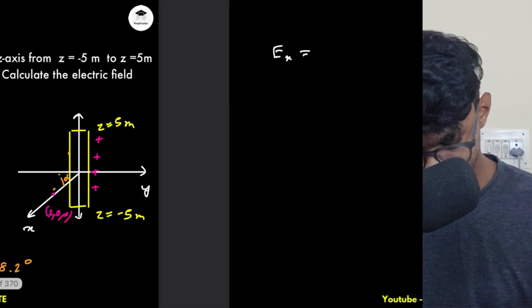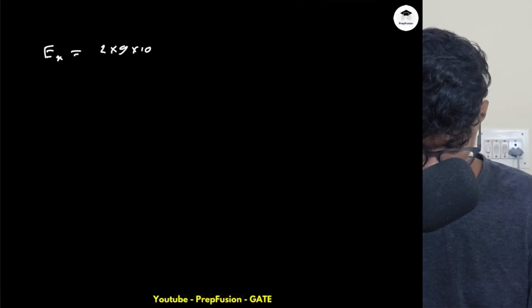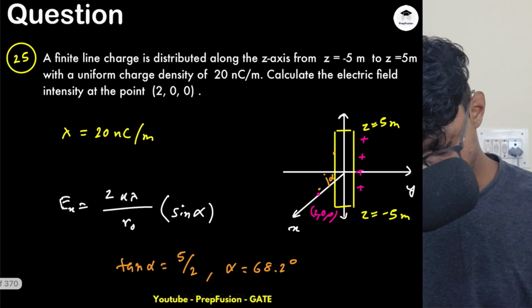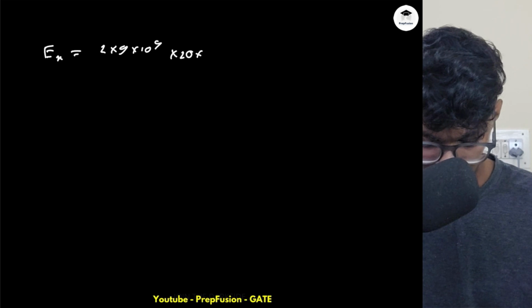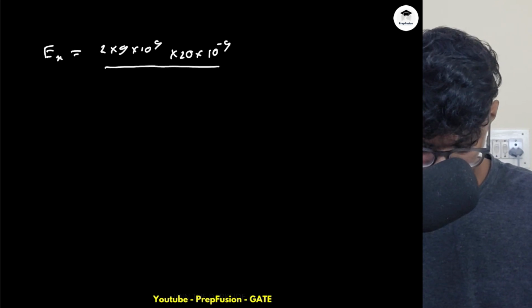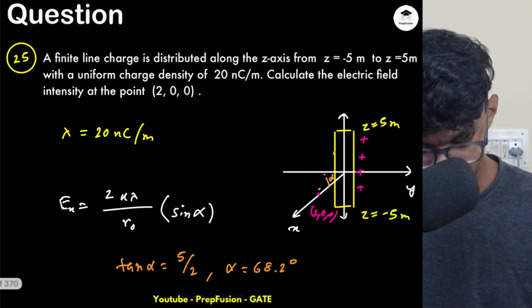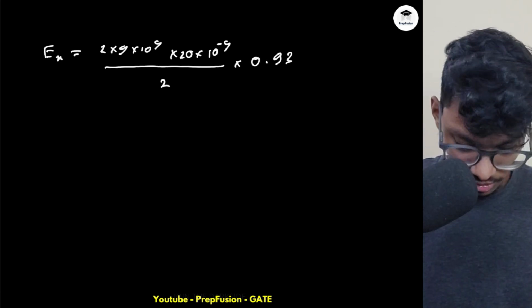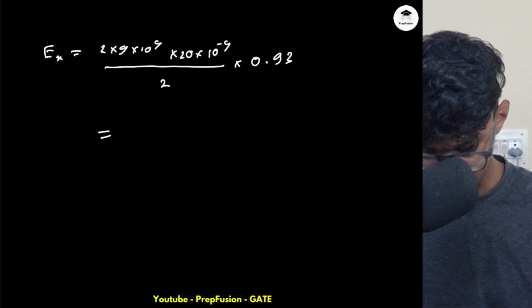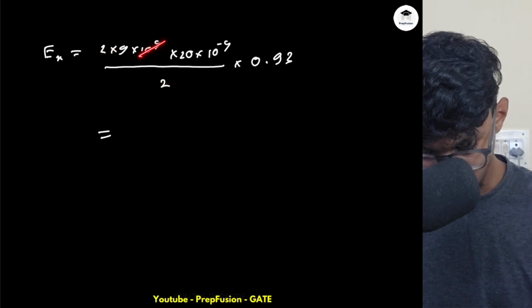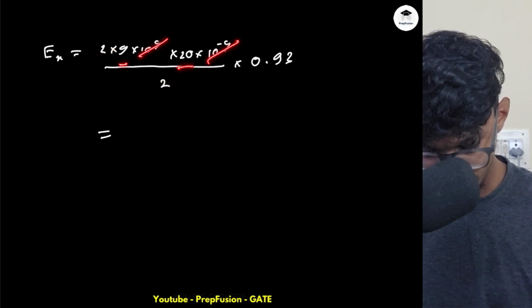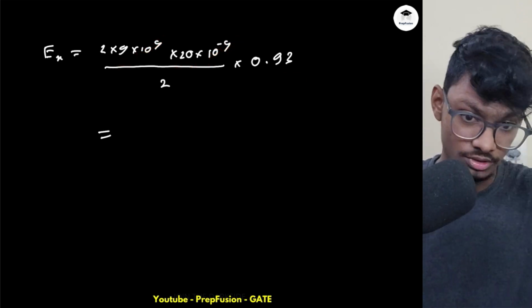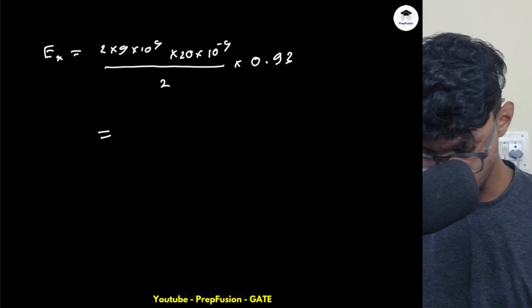This will be 2 into k, k is 9 into 10 raised to power 9, because nothing is mentioned, so it will be vacuum only. Into lambda, which is 20 nanocoulomb per meter, divided by the distance r naught, which is 2, into sine alpha, which is 0.93. So what will this become? Basically the 2 will get cancelled. So this will be 9 into 20 into 0.93, which will come out to be 167. Okay, 167.126.